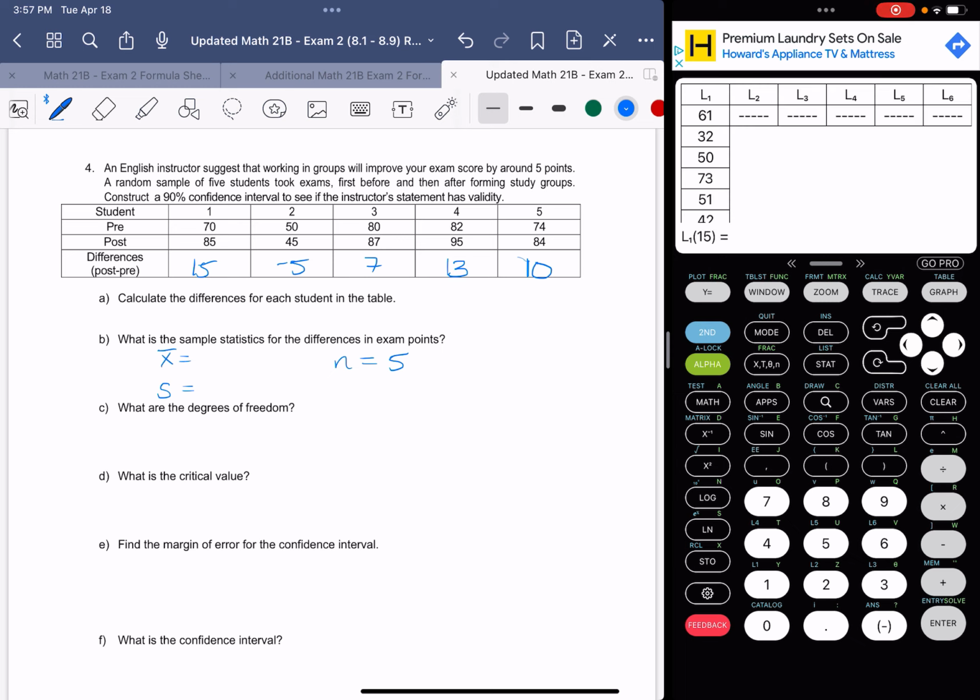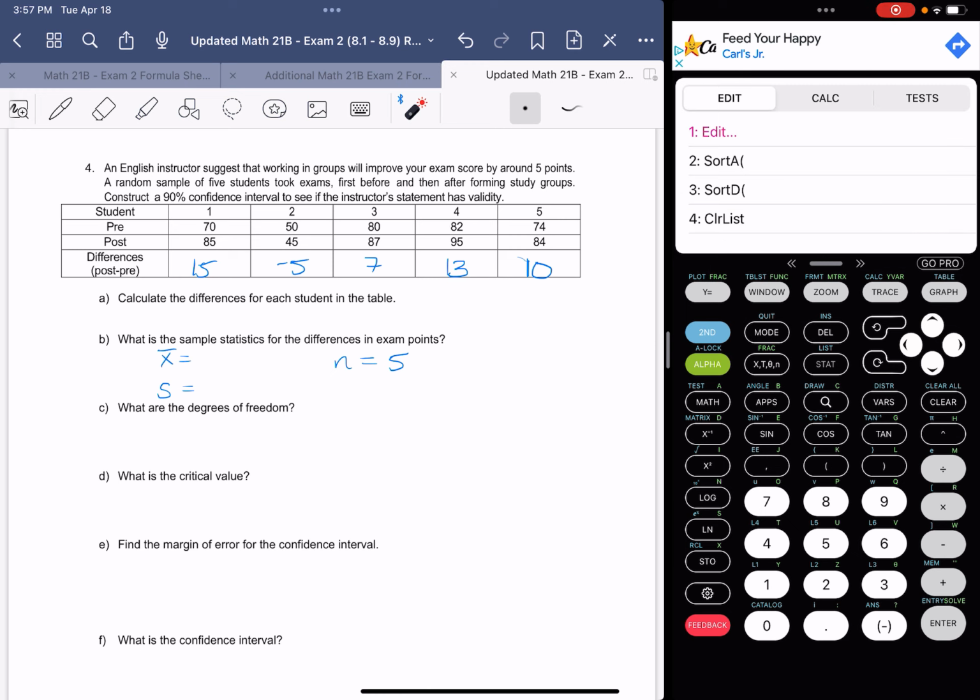So stat, edit. I need to clear out this old stuff. So I'm only going to be entering in this bottommost row. I know some of you guys are now very comfortable with entering this in L1, this one in L2, and then calculate L3. If you want to do that still, by all means, go for it. But I'm not going to retype all this in. I personally only want to type in what I need here. Okay. So I'm going to do 15, negative 5, 7, 13, and 10.